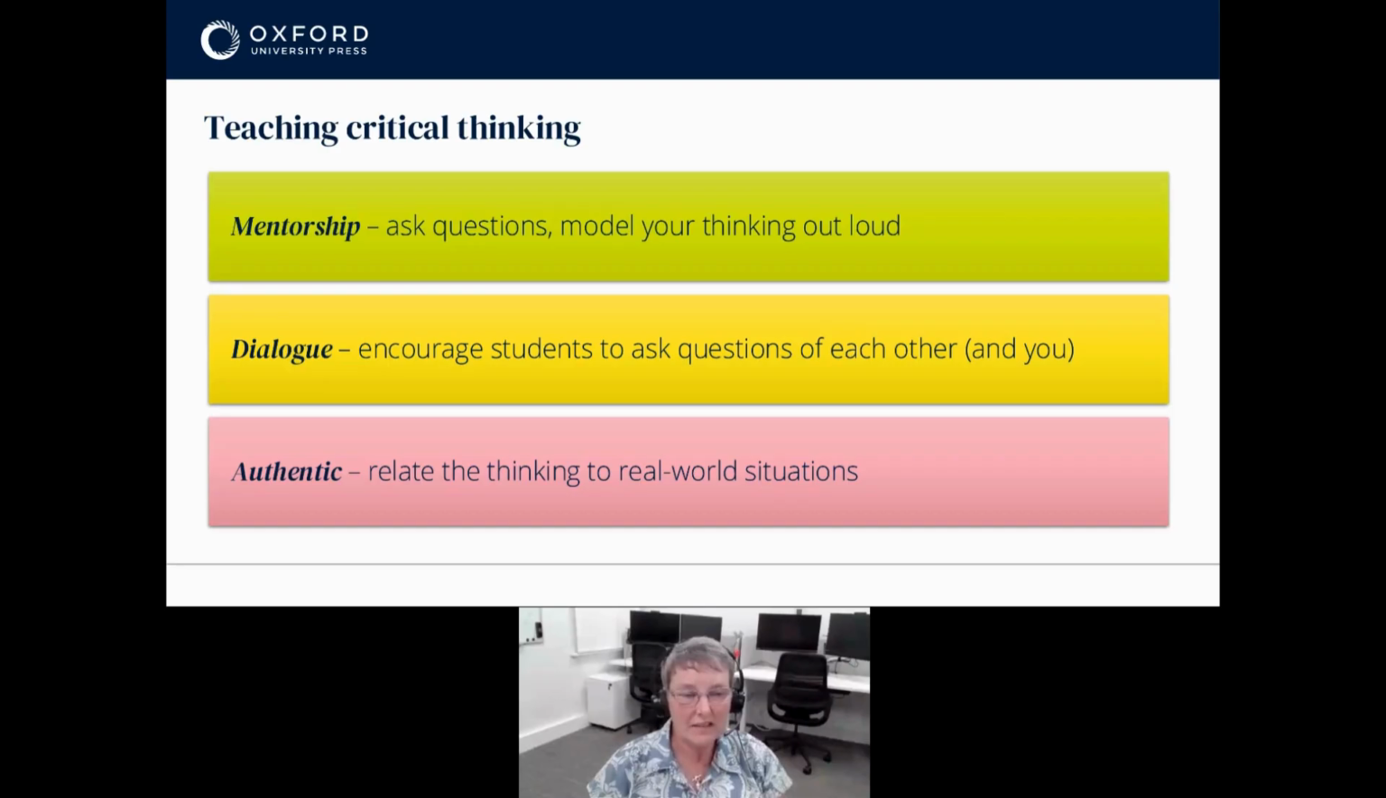So these are the three ways that it's most effective to teach critical thinking. So mentorship, dialogue, and authentic real-world examples. Now you'll see these coming up in some of the everyday examples that I'm going to include shortly.